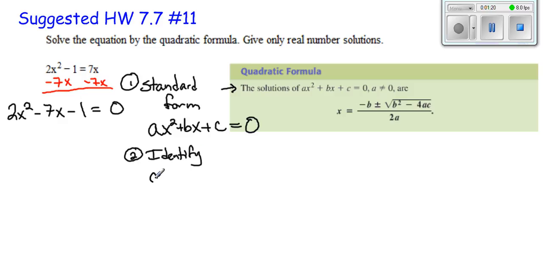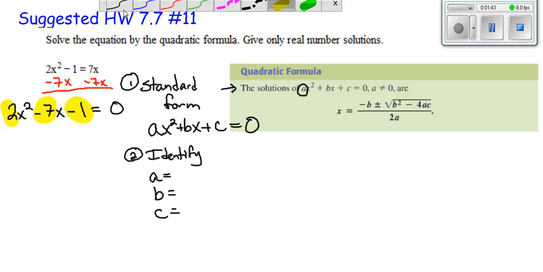At this point, after step 1, step 2 is we identify our coefficients: our A coefficient, our B coefficient, and our C coefficient. Our A coefficient is the number out in front of x squared, which in our case is positive 2. The number out in front of x is negative 7, and the number that stands alone is negative 1. So I have 2 for my A, negative 7 for my B, and negative 1 for my C.